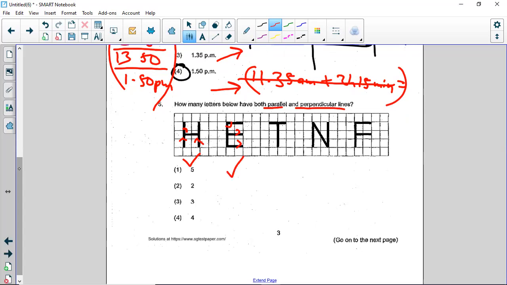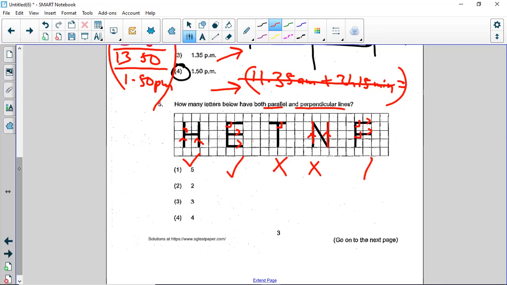Okay, letter T only has perpendicular, so there's no parallel. Letter N, you only got parallel. What are parallel lines? They are lines that are equal distance apart, going in the same direction. Letter F, you have parallel and you also have perpendicular. Every time you see a right angle box or right angle, you always have perpendicular lines.